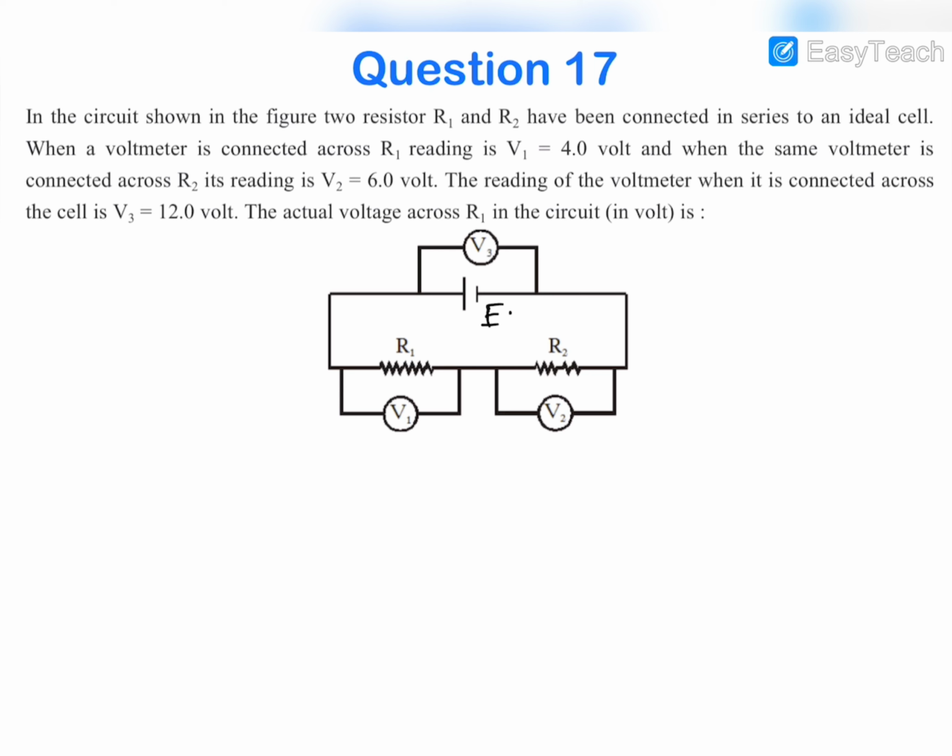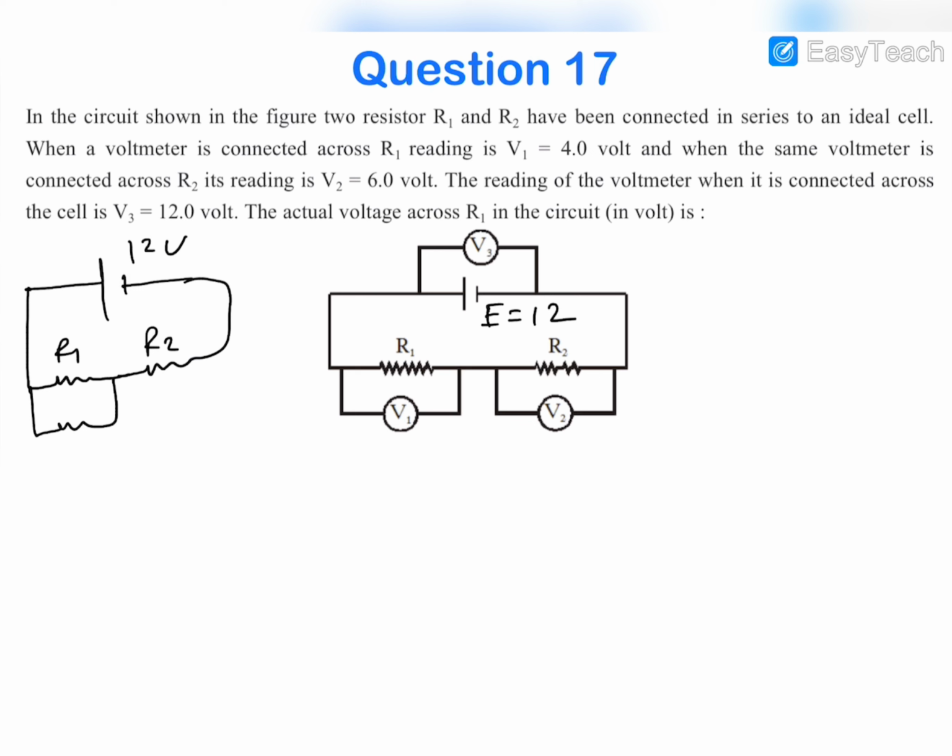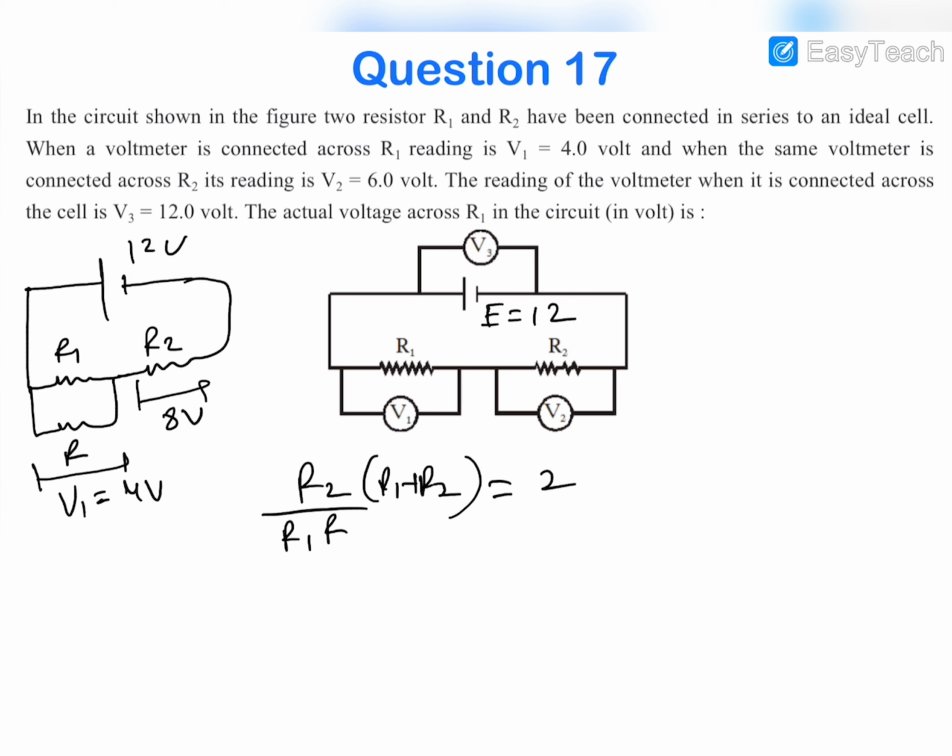So the EMF of the battery is 12. Now when this voltmeter is connected in parallel with R1, let us suppose its resistance is R. Its voltage was 4 volts, and obviously the remaining was 8 volts. So we can say that R2 upon the equivalent of R1 and R, which is R1 R upon R1 plus R, will be 2, because the ratio of voltage will be the ratio of resistances.